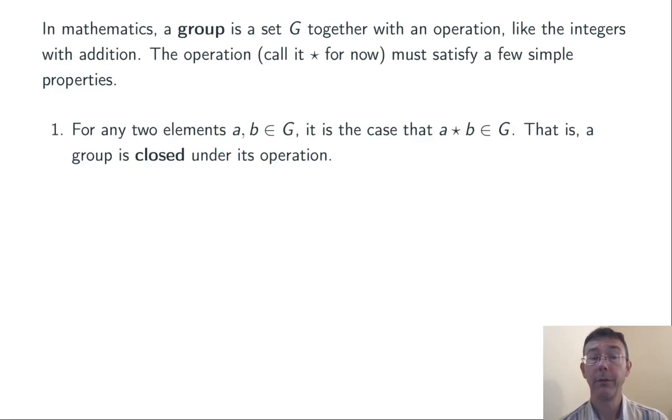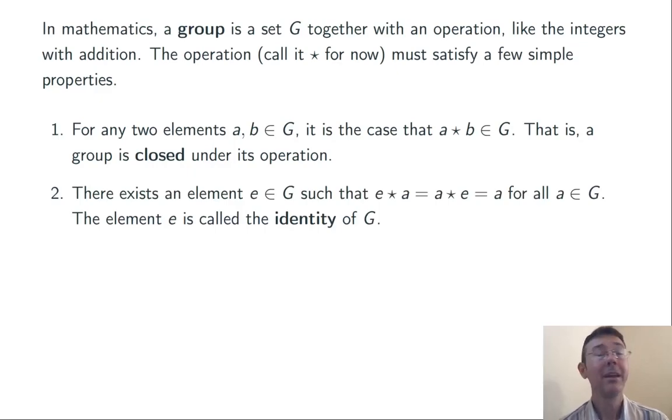First of all, if you have two elements in the set, call them A and B, then A star B also has to be in the set. For shorthand, we say that the group has to be closed under its operation. For instance, if we add any two integers, we get a third integer back. So the integers are closed under addition.